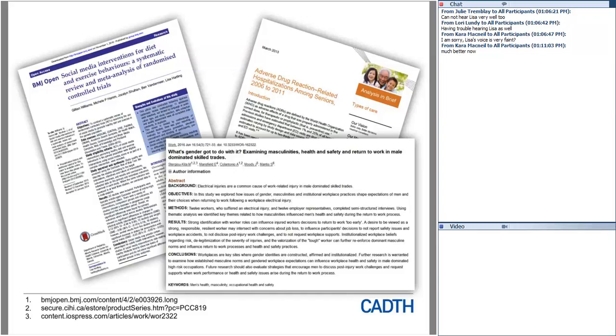At the bottom, we have what's called a qualitative research study. So the top two studies are quantitative. They measure numbers. You can count how many people have adverse drug reactions. You can count how many people respond to social media interventions. But qualitative research is very valuable evidence because it tells us what people think, what they experience, what they want to see happen differently. It's based on conversations with people and people's opinions and ideas.